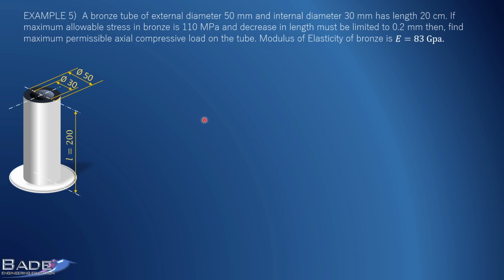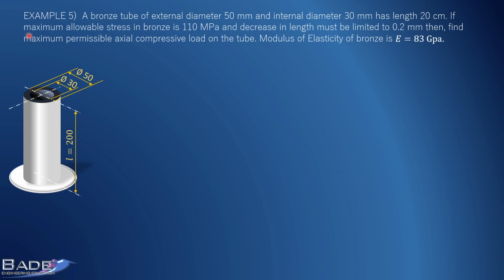Read this problem. A bronze tube of external diameter 50 millimeters and internal diameter 30 millimeters has length 20 centimeter. If maximum allowable stress in bronze is 110 megapascal and decrease in length must be limited to 0.2 millimeters, then find maximum permissible axial compressive load on the tube. Modulus of elasticity of bronze is 83 GPa, nothing but 83 into 10 raised to 3 MPa.